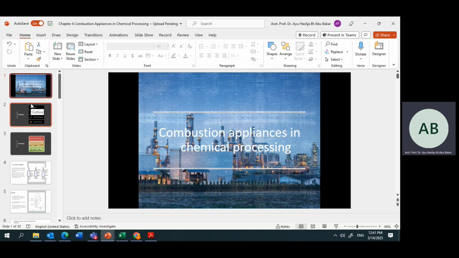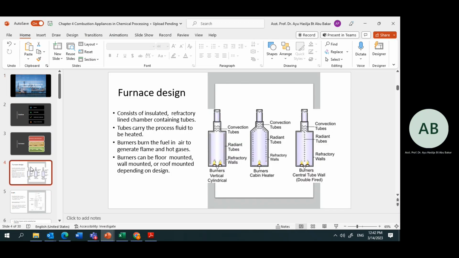Today we will start on the new topic, which is the combustion appliances in chemical processing. Last class I requested that you all do the exercise on what the combustion appliances in the chemical industry are. Later on we will discuss that exercise. Now I will only give you a brief overview of the combustion appliances in the industry.